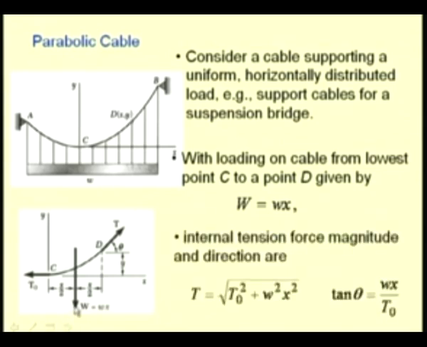So, let us find these values through the force triangle. The magnitude of this tensile force T has to be equal to the square root of T naught square plus capital W square, which is W square x square, and this angle is given by tan theta, which is equal to Wx divided by T naught.